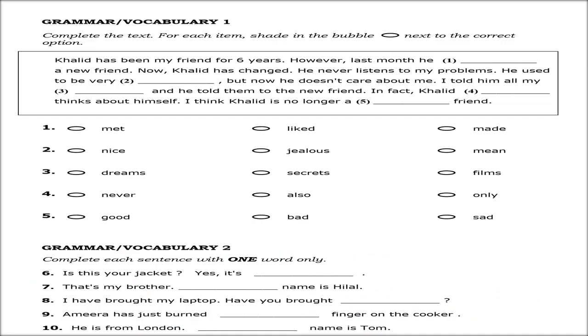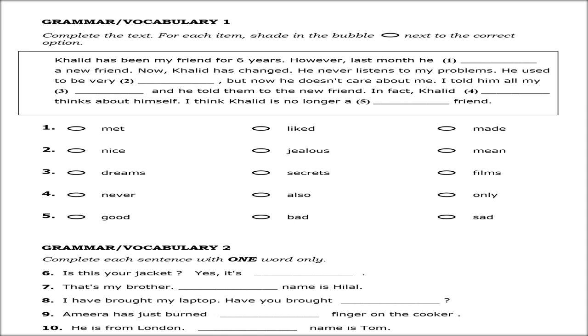Here is a question on grammar and vocabulary. Complete the text. For each item, shade in the bubble next to the correct option. Khalid has been my friend for 6 years. However, last month he met a new friend. Now, Khalid has changed. He never listens to my problems. He used to be very nice, but now he doesn't care about me. I told him all my secrets, and he told them to his new friend.